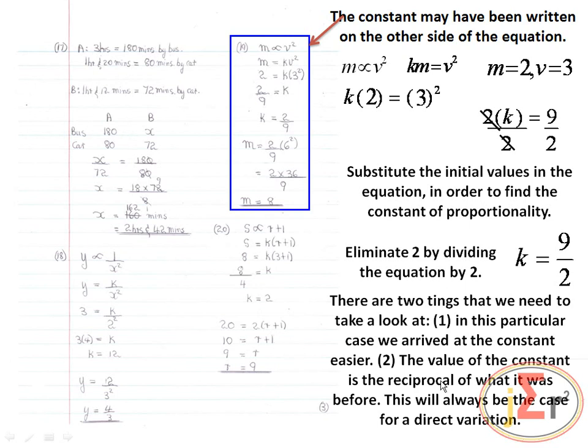But how can we validate the fact that the constant is 9 over 2 on this occasion, whereas it was 2 over 9 on the previous occasion? Why is that so, and why is that okay? We will see why it is so and why it is also okay on a subsequent slide.